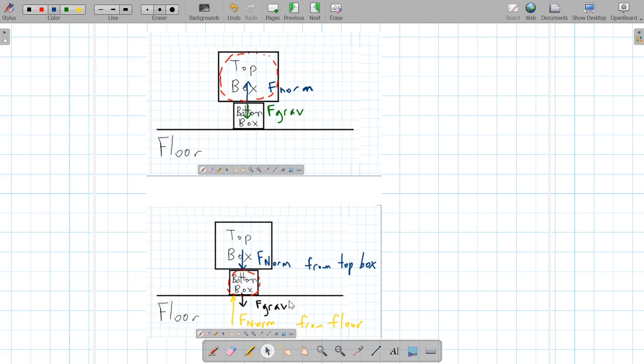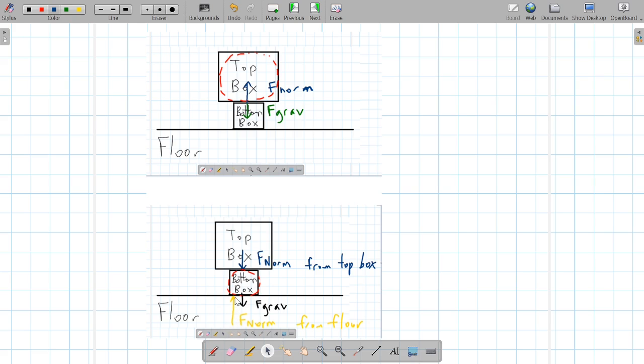Another thing I want you to notice is that I drew this arrow here a different color from this arrow, the two forces that are the force of gravity. The reason is that these two forces are two different magnitudes. The force of gravity that's pulling downward on the top box is larger because we have a bigger mass here, and the force of gravity that's pulling downward on the bottom box is smaller because we are dealing with a smaller mass.